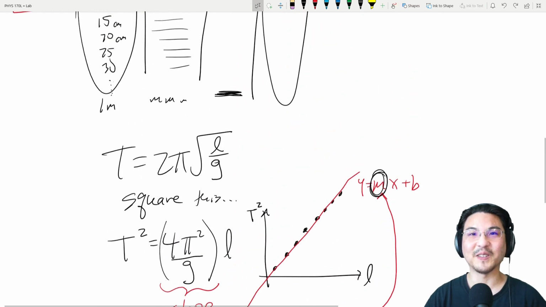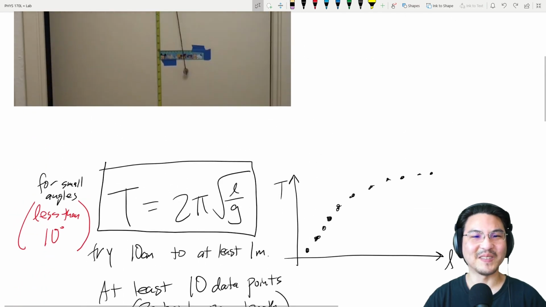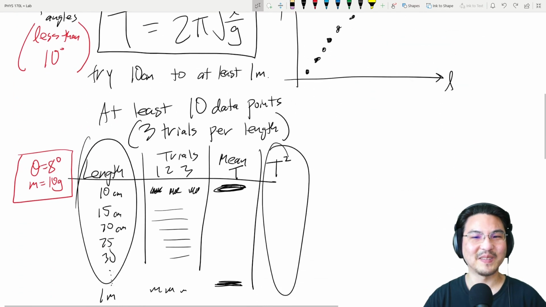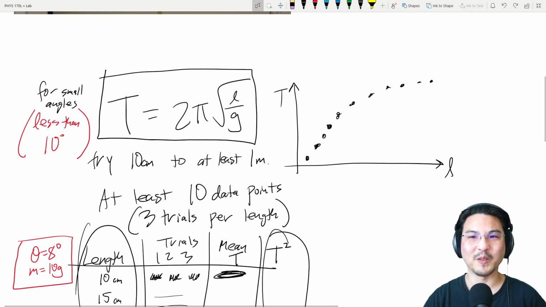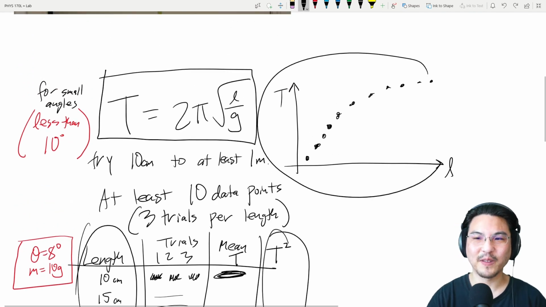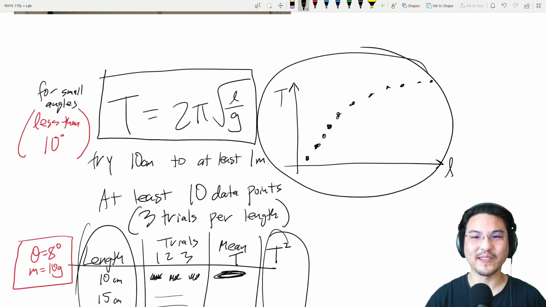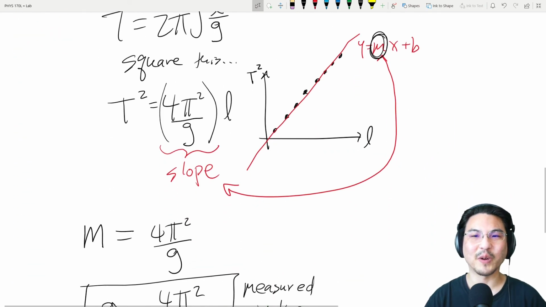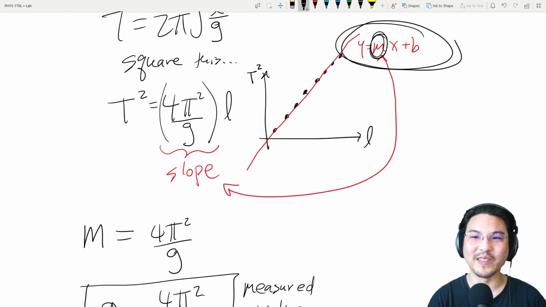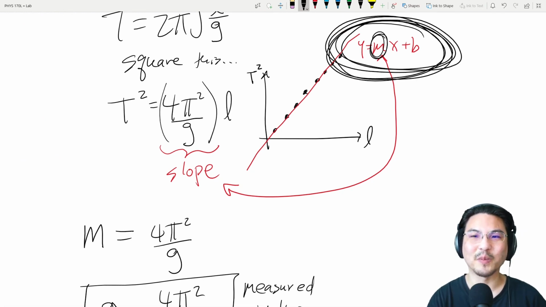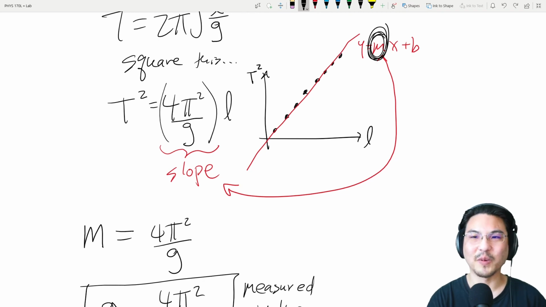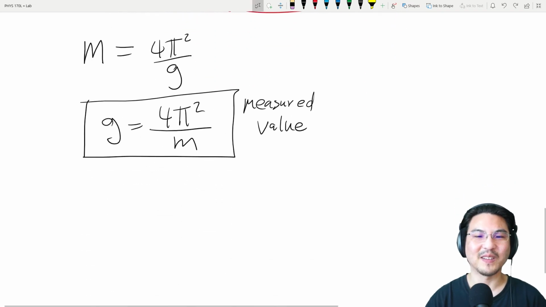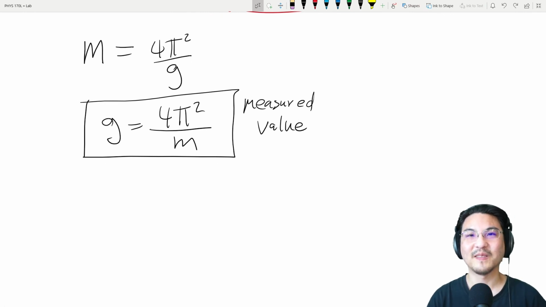Okay, so there's a lot to do this week, because you have a lot of data to collect. And then you make this graph here, period versus length, and it's going to be nonlinear. And then square it, so you go period squared versus length. And then you need this trend line, the slope of the trend line, so that you can calculate g. Okay, so lots to do.